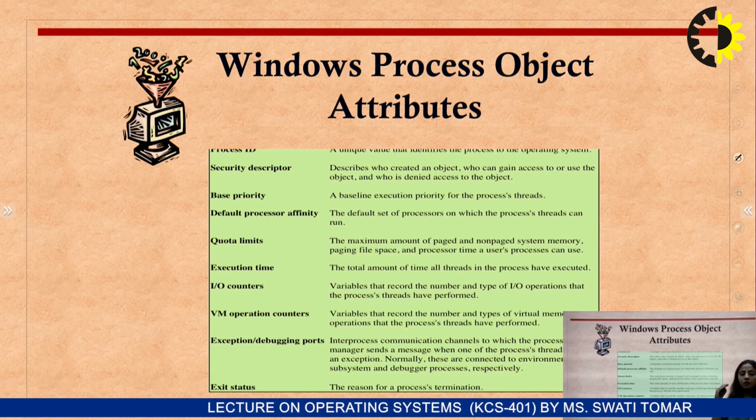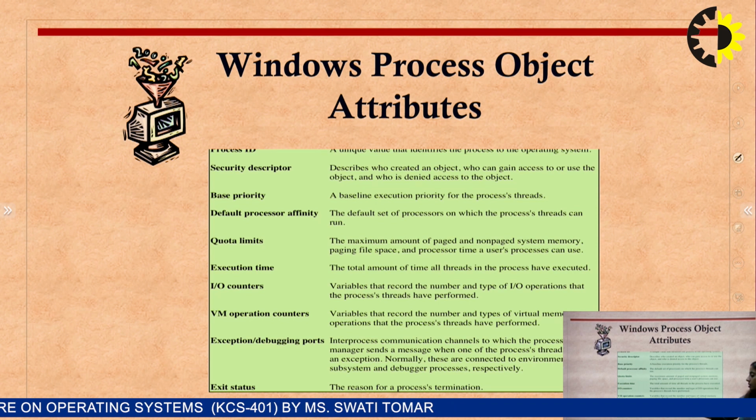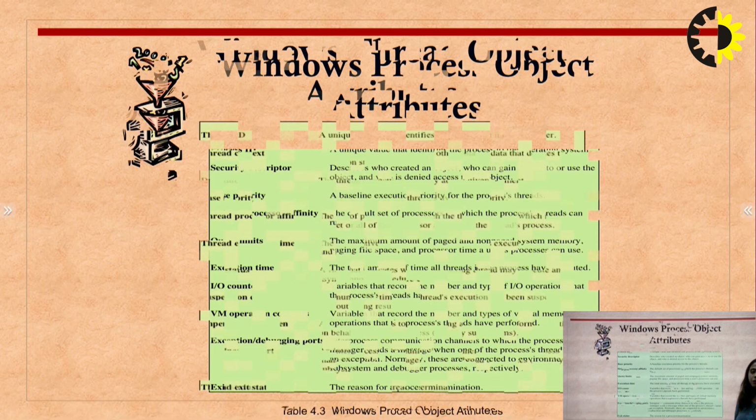Now, the exit status. What happens in exit status? Exit status is the reason for a process's termination. Whenever you terminate a process, there has to be an exit status saying why the process was terminated.